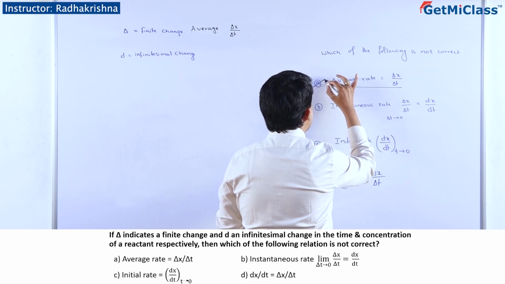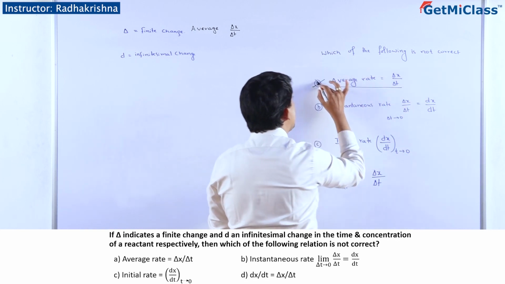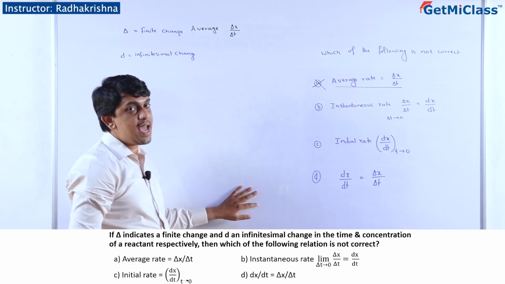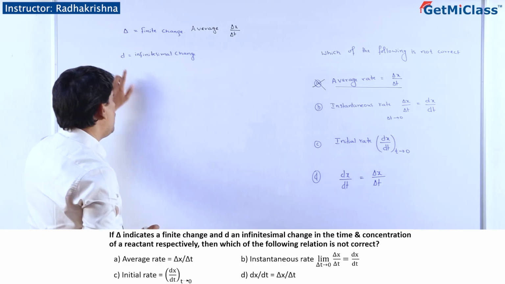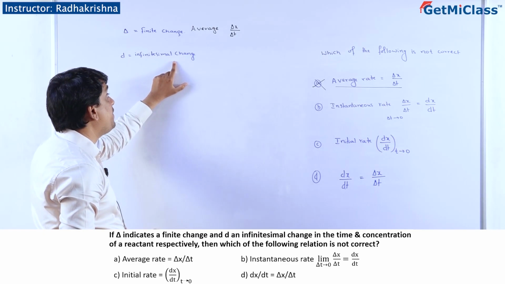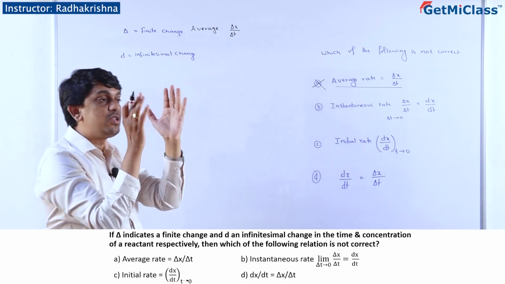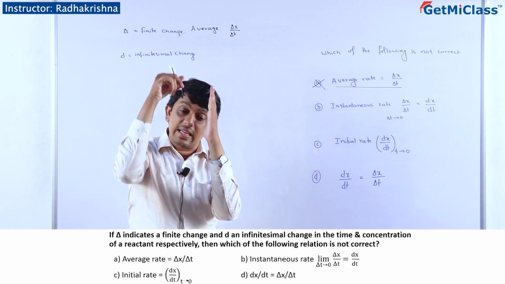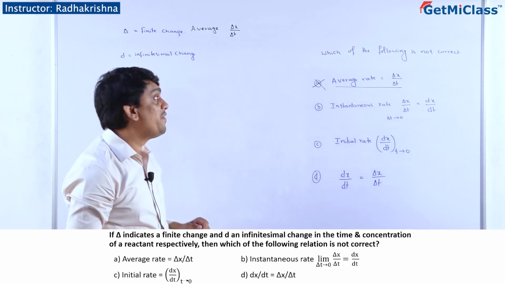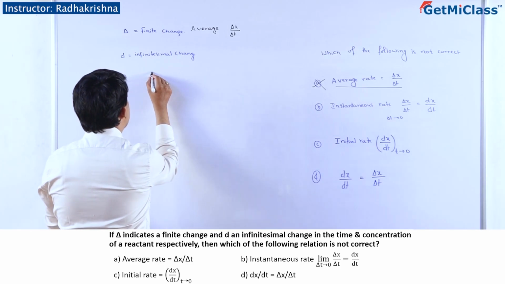It's absolutely right statement, but I want the incorrect statement. So option A I can rule out. Now D is nothing but an infinitesimally small change. That means they are talking about change in concentration at a given instant of time. So we call it the instantaneous rate.